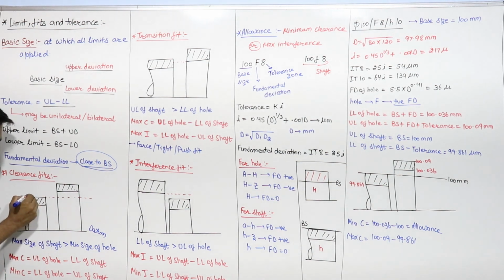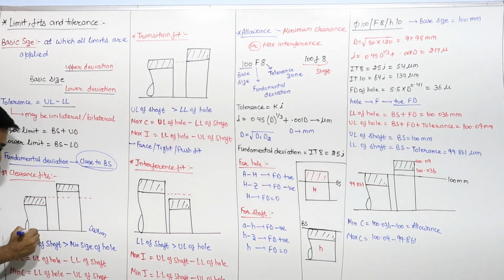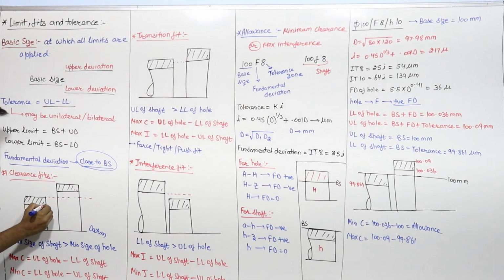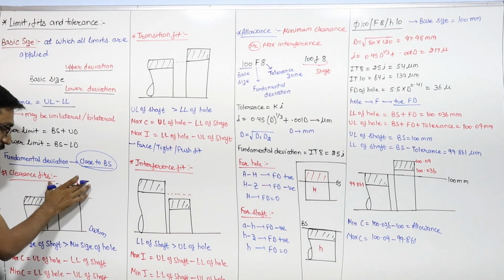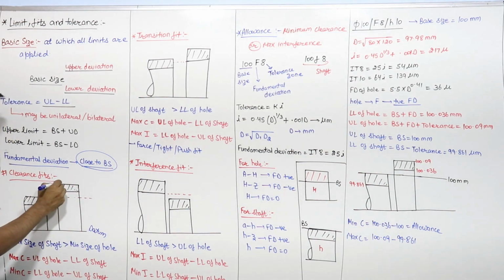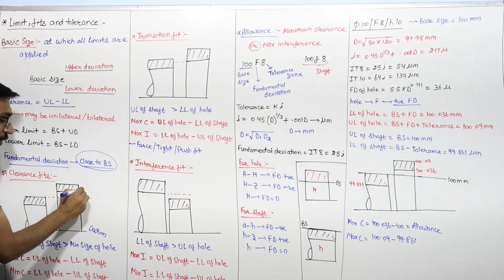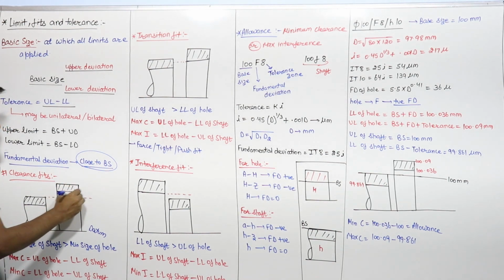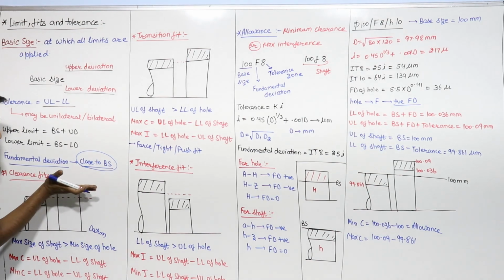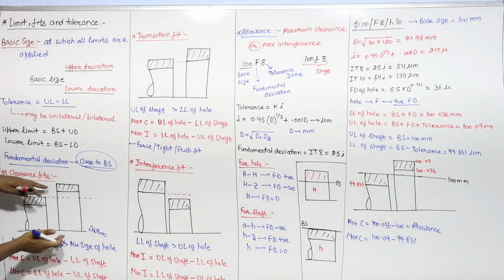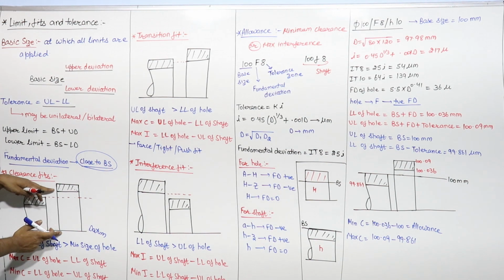Suppose this is the upper limit of the shaft. This is the lower limit of the shaft, and this shaded area is the tolerance of the shaft. This is your hole, right? Hole we can represent like this. So this is the upper limit of the hole, this is the lower limit of the hole, and this is the shaded area. This is the lower limit of the hole, means minimum this diameter you can allowed.